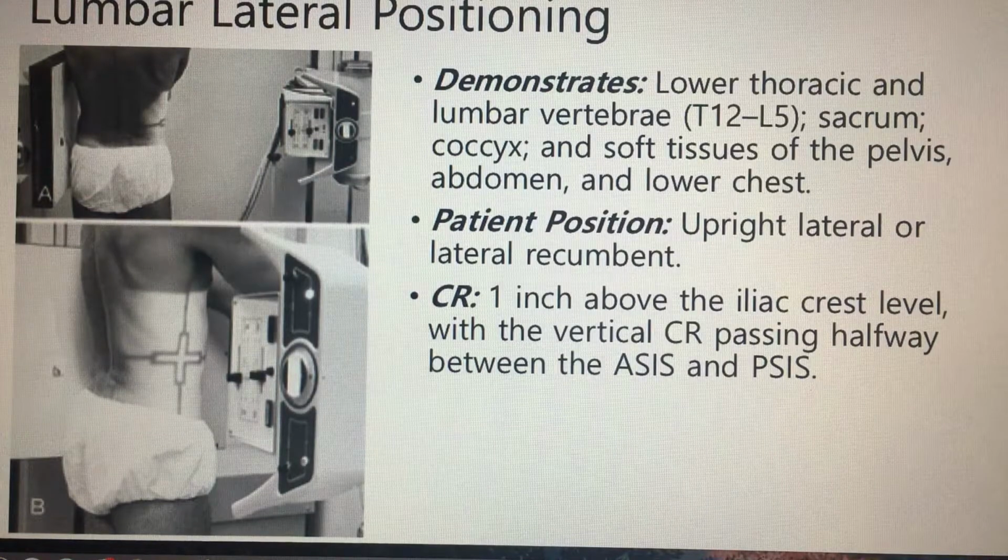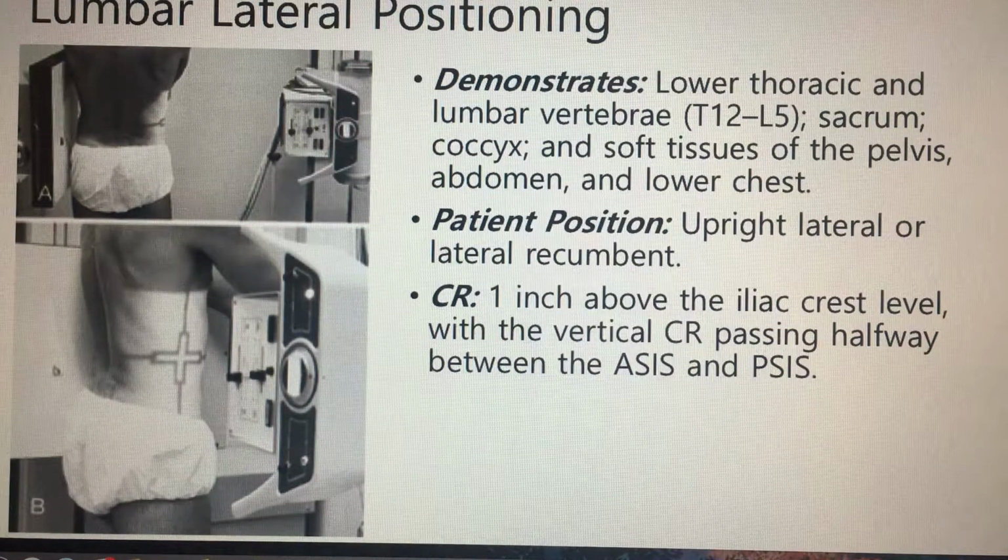In lumbar lateral position, the patient is standing. Include the 12th thoracic spine to the 5th lumbar spine. The forearms are brought forward comfortably so that they do not overlap. Central ray is between ASIS and PSIS, 1 inch above the iliac crest.